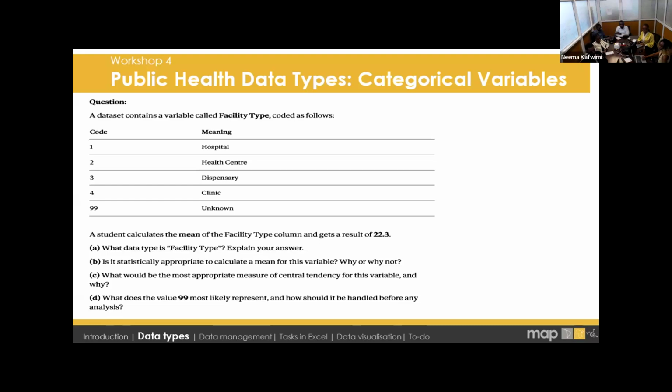Okay, that's a missing value. 99 is a missing value, and we'll discuss it in the following lectures. Is there any question?